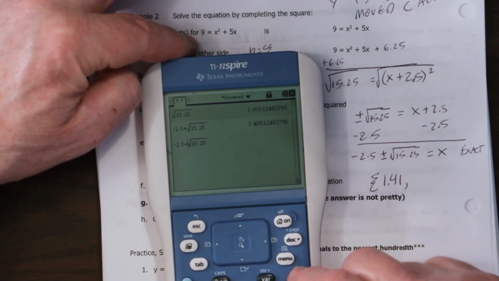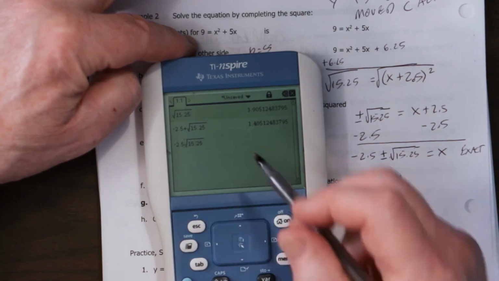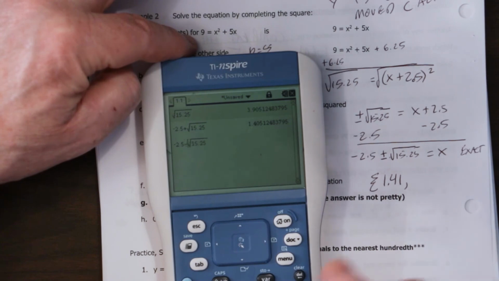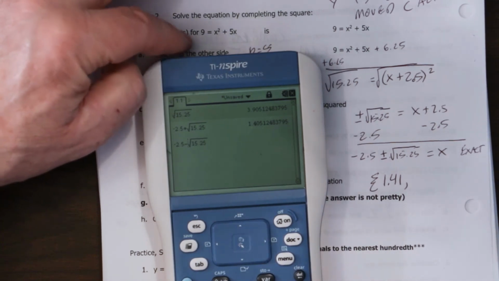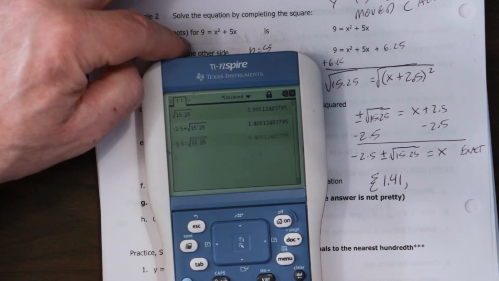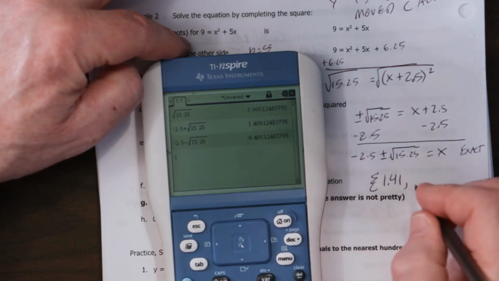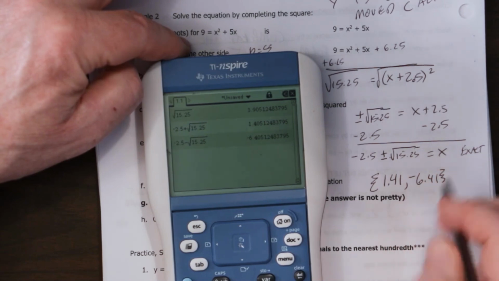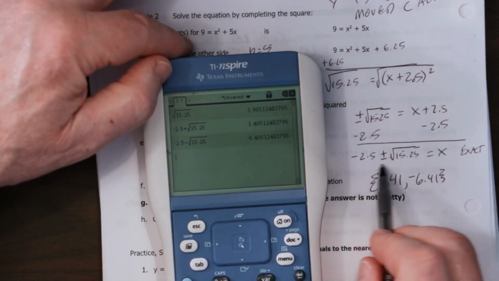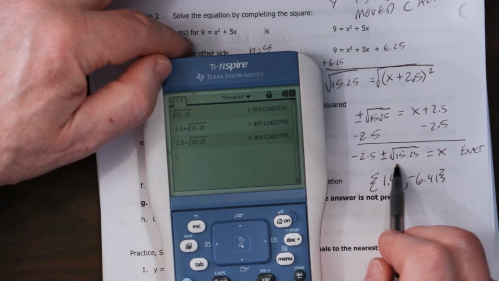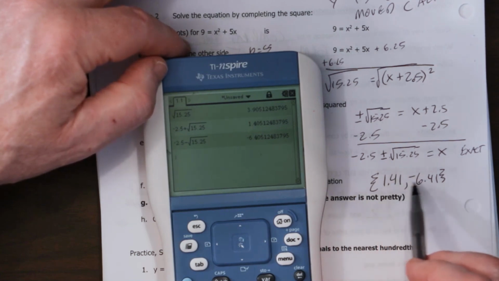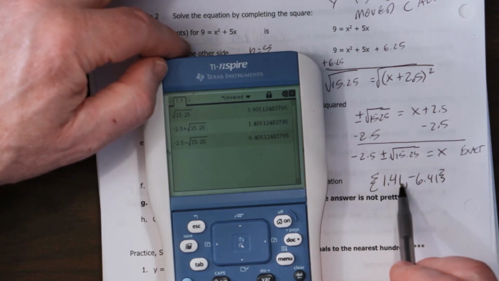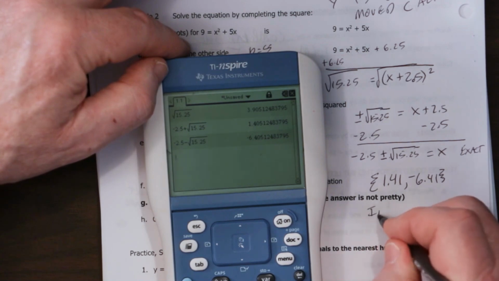And I go back and I pull it down and I delete that and I change that plus sign to a minus sign. Make sure you do a minus sign, not a negative sign. If you did a negative sign, it would multiply it. I hit enter, and I also get negative 6.41. Okay, so here's my exact answer with the plus or minus square root of 15.25. Here are my rounded to the nearest hundredth. Once again, these are irrational.